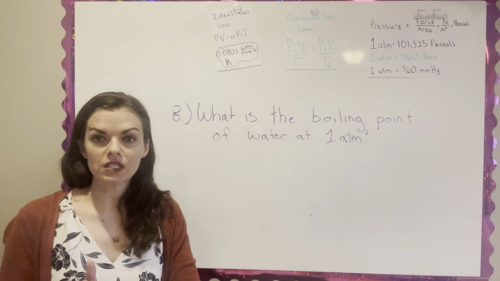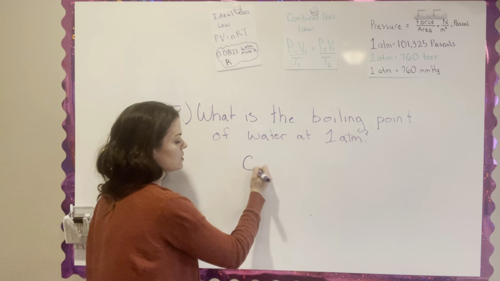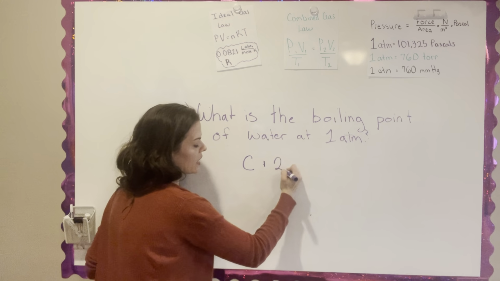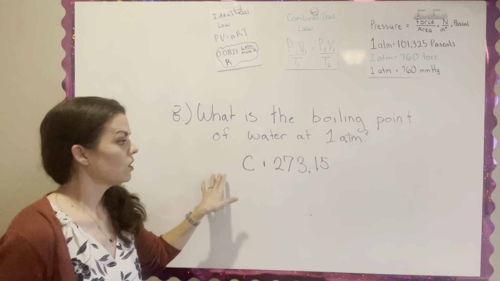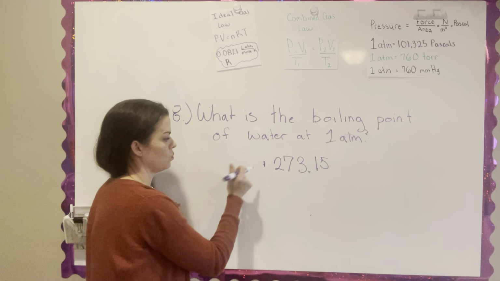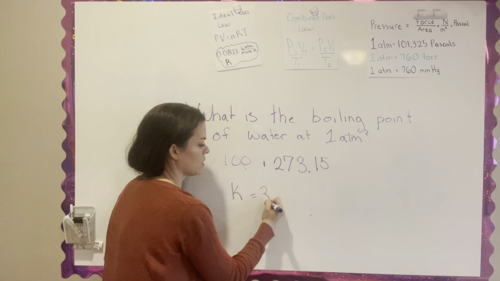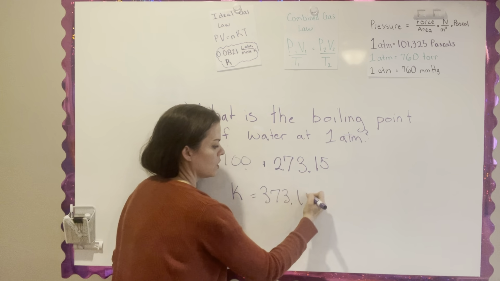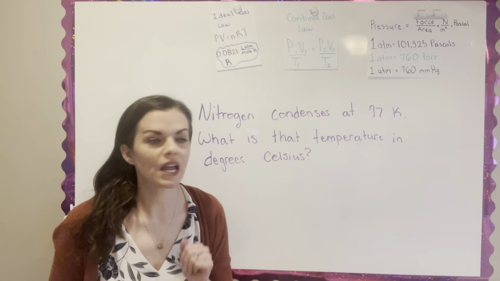So 100 degrees Celsius, and we're going to convert that to kelvins. And so you just take your Celsius and you add 273.15. So my Celsius in here is 100. So the kelvins temperature is 373.15.